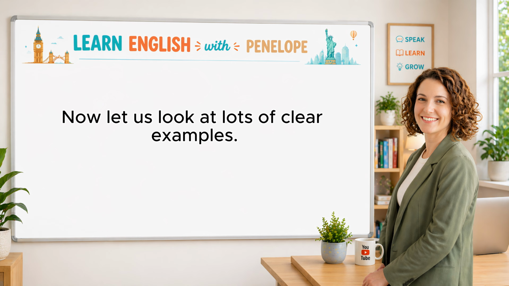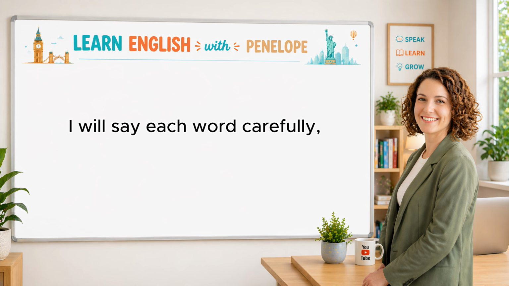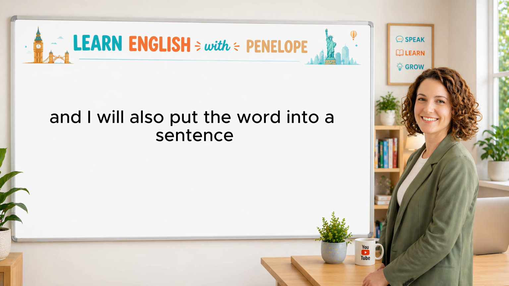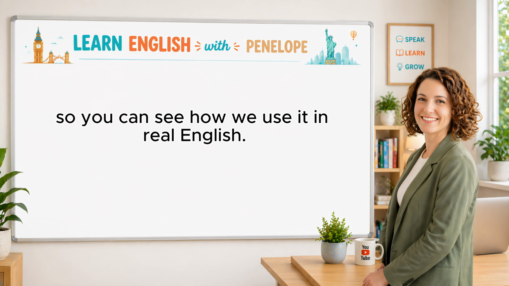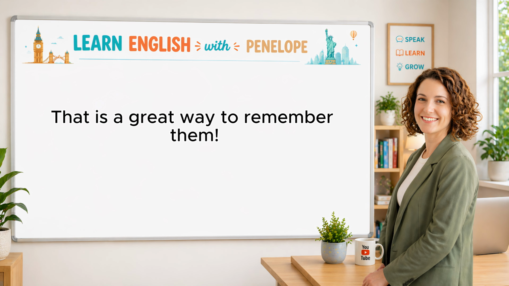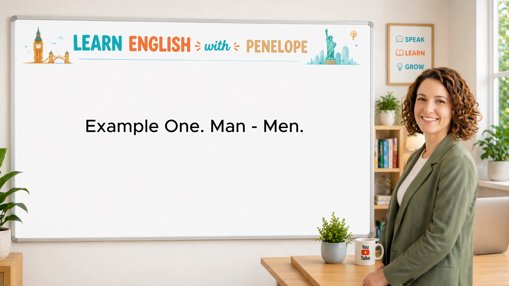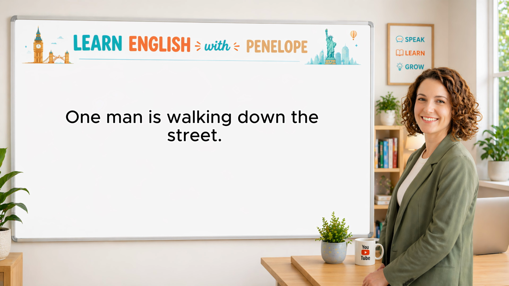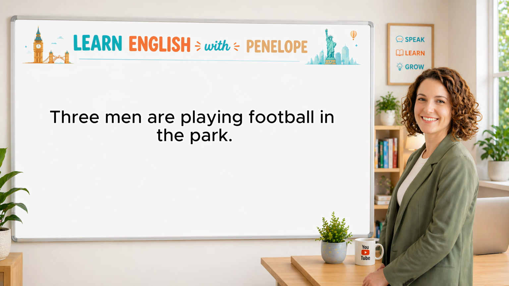Now let us look at lots of clear examples. I will say each word carefully, and I will also put the word into a sentence so you can see how we use it in real English. Listen carefully and say the words with me if you like. That is a great way to remember them. Example 1, man, men. One man is walking down the street. Three men are playing football in the park.